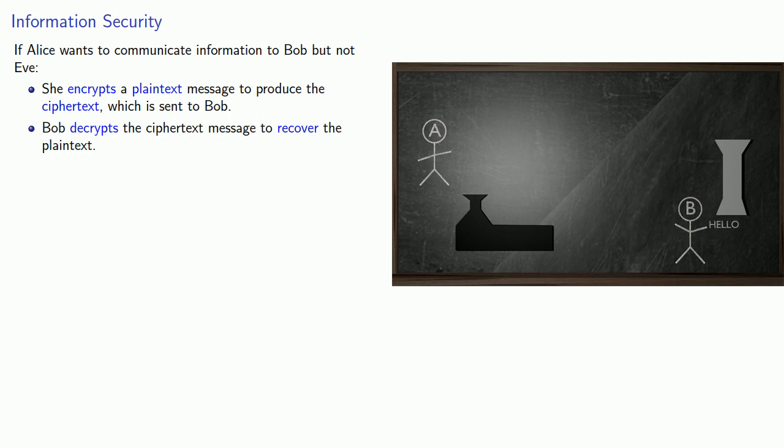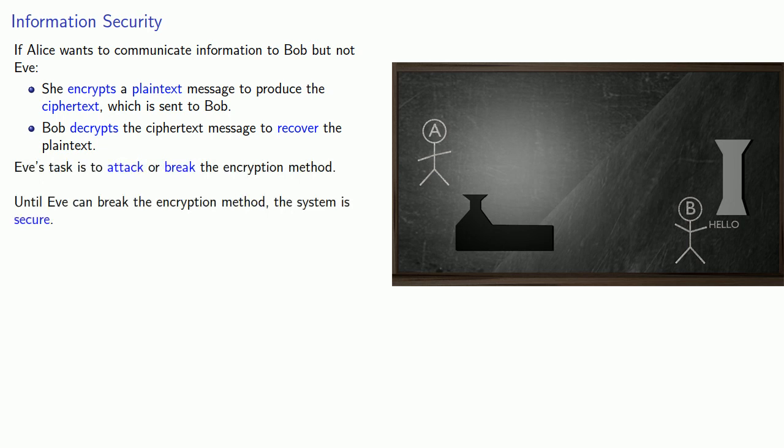Now, Eve's task is to attack or break the encryption method. And until Eve can break the encryption method, the system is secure. Otherwise, it's said to be insecure.